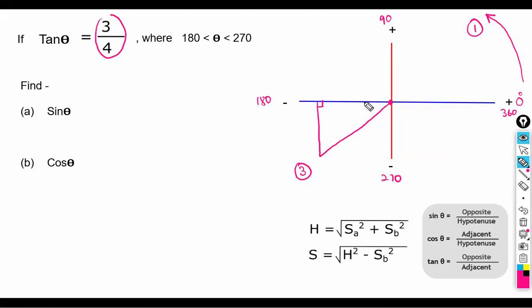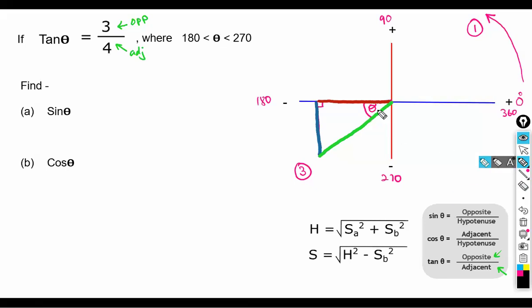And theta is always the angle between the slanted line and the x-axis. So put theta there. The examiner told us tan theta is 3/4. So we go back to our three formulas. You all remember that tan theta is what? Opposite over adjacent. So that means the examiner is trying to tell you that 3 is the opposite side and 4 is the adjacent, because tan is opposite over adjacent.